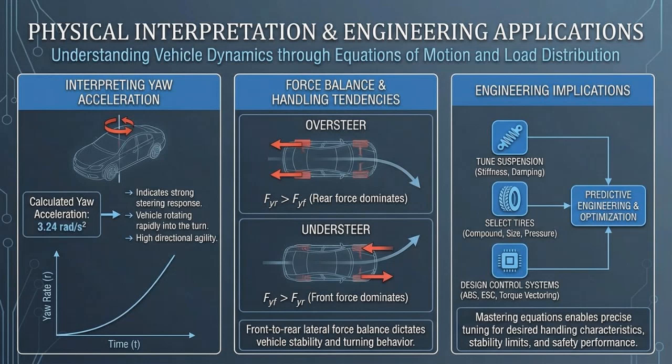The positive yaw acceleration of 3.24 radians per second squared indicates a strong and responsive steering reaction. The balance between the front and rear lateral tire forces determines whether the vehicle tends toward understeer or oversteer. When front forces dominate, the vehicle remains stable and understeers. When rear forces dominate, the vehicle becomes more agile and can oversteer.